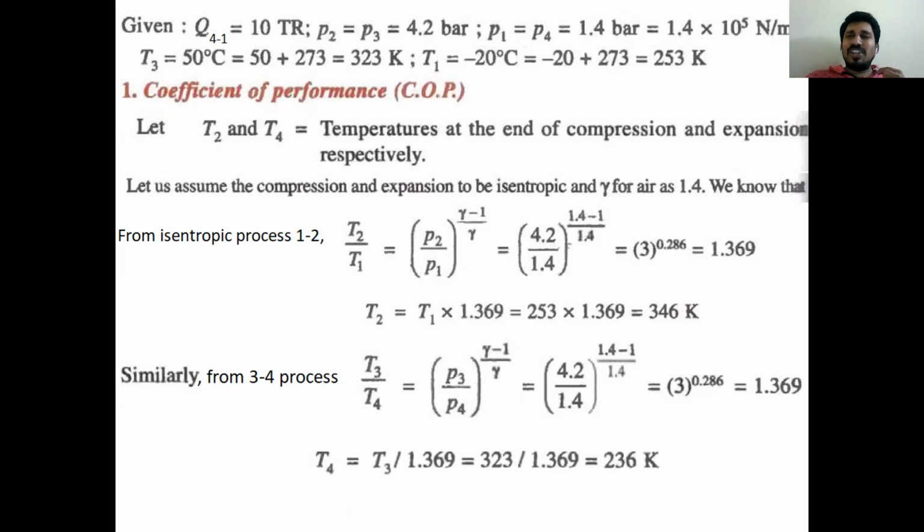After expansion, we reach minimum temperature in the cycle. So, value is 236 Kelvin. Like that, using isentropic processes, the theoretical temperature values at the end of compression and expansion were determined like this. Now we have all temperature values T1, T2, T3, T4. Every temperature value we know now.